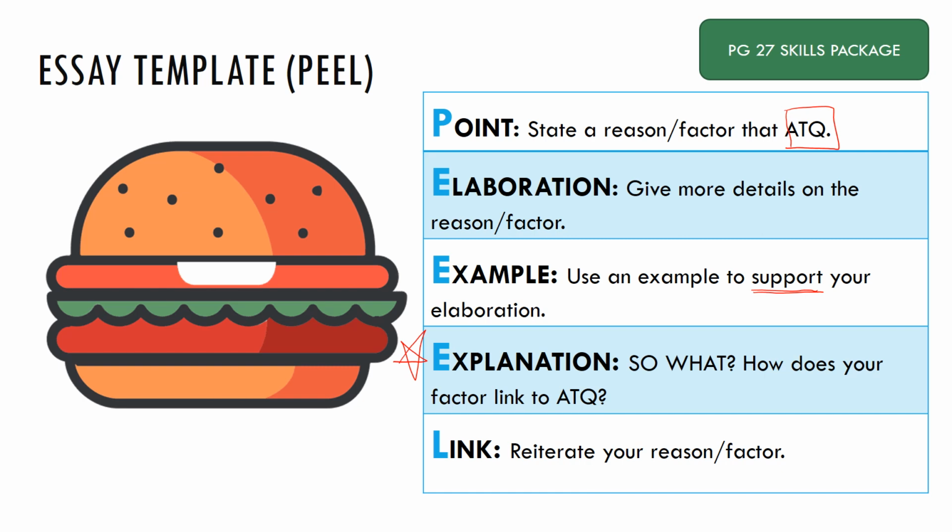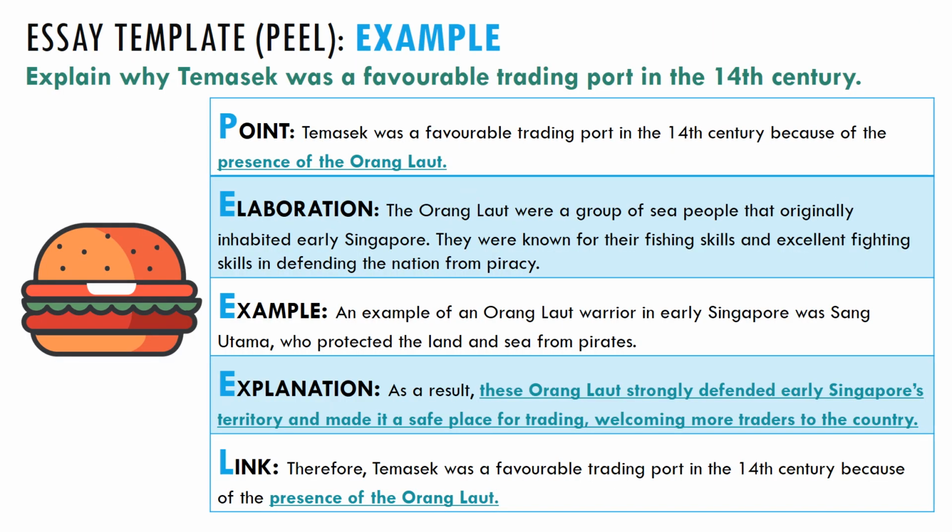Okay, now next one. This is a sample or example. You have done this already for Temasek, but just using the content of Temasek to show how this PEEL works. Okay, now explain why Temasek was a favorable trading port in the 14th century. This is on your skills package, page 28. Okay, you have come up with the other reasons which we have gone through already, but let's just use the reason on the Orang Laut. Okay, so if you look at that, Temasek was a favorable trading port in the 14th century because of the presence of the Orang Laut. That is just one factor. Okay, so one sentence is enough.